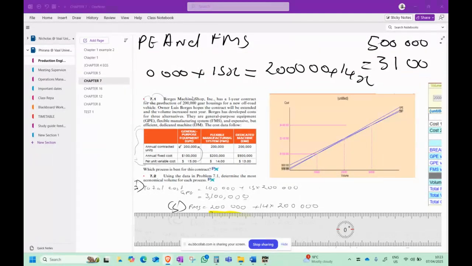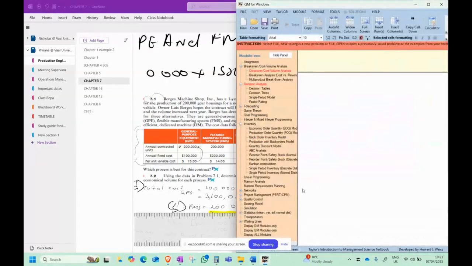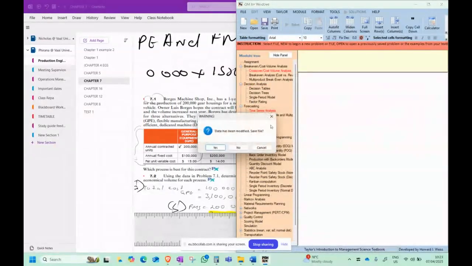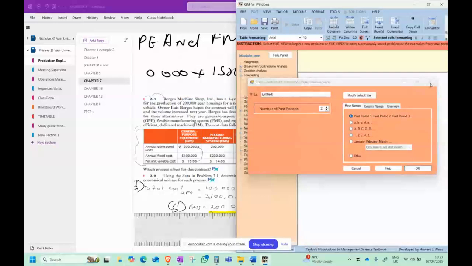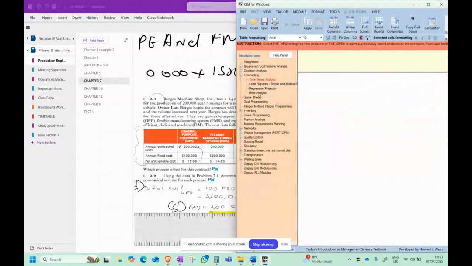Mind you, even your forecasting problems can be done on this software. Time series, your regression, your error analysis, your least square, simple and multiple regression. All of them can be done on the software. Your decision trees, everything can be done on this software.